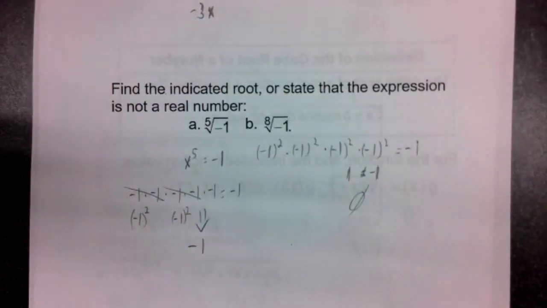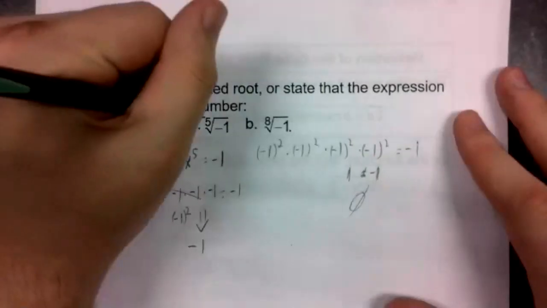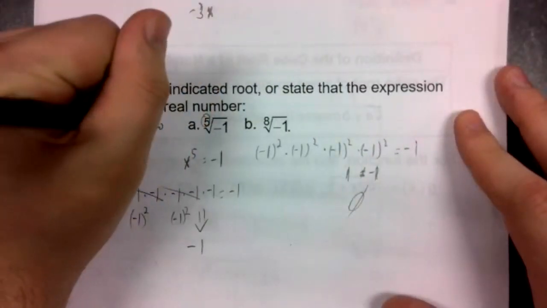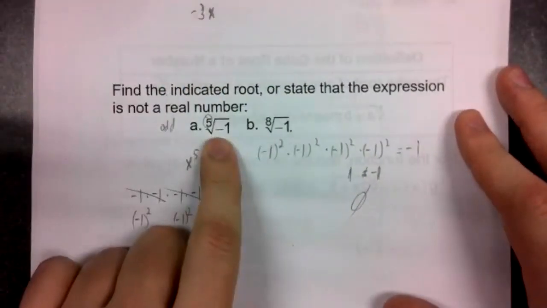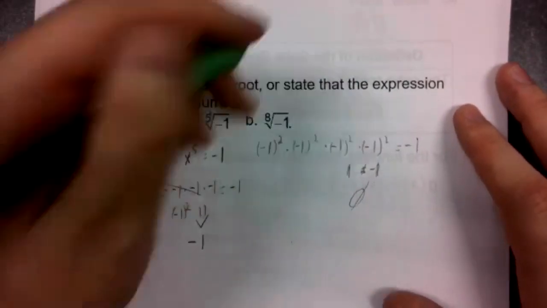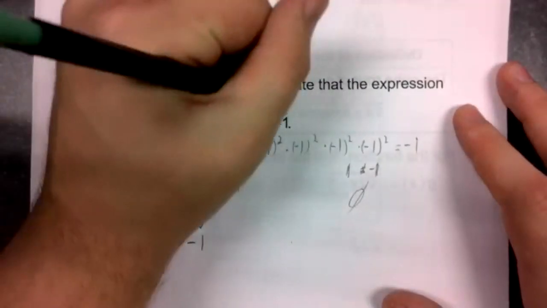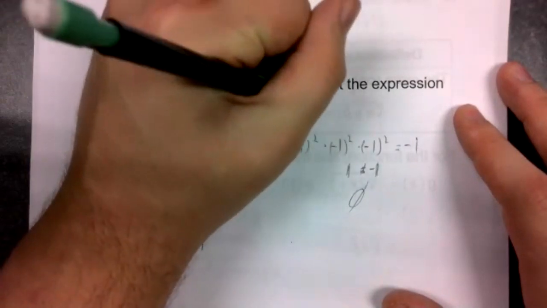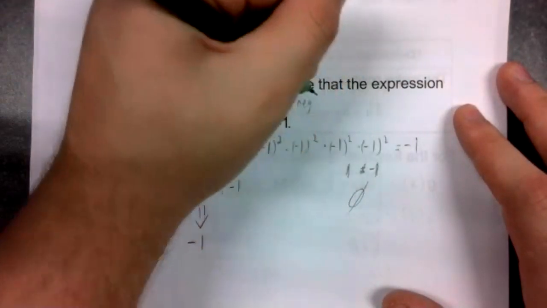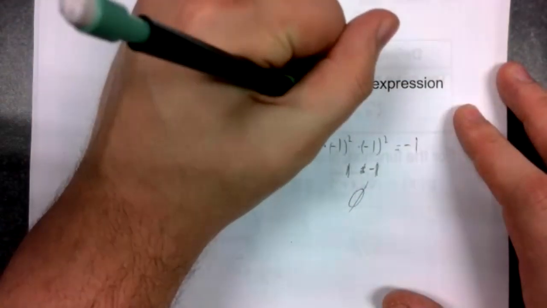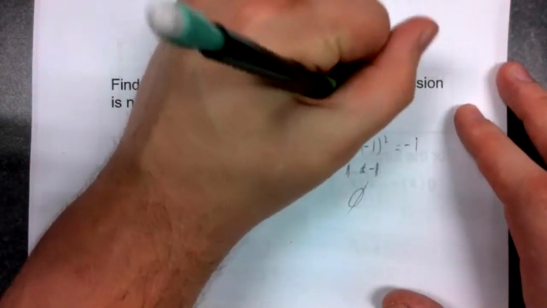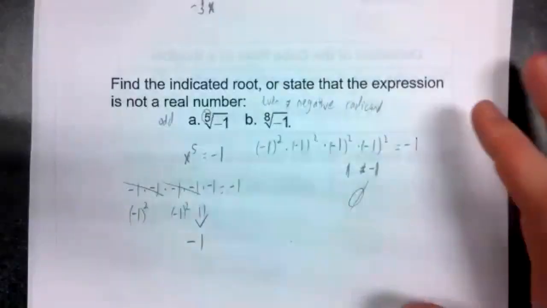And one trick that you'll notice is that if this root here is odd, you can have a negative under the root. But if it's even, you can't have a negative under the square root, or the negative radicand. So you can't have a negative radicand. Okay.